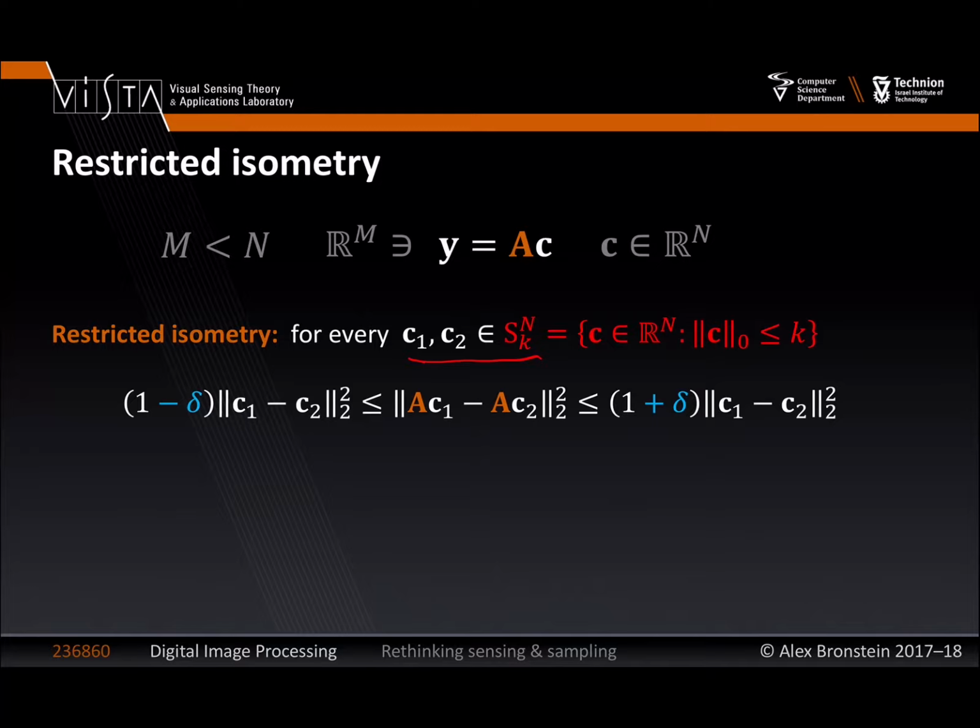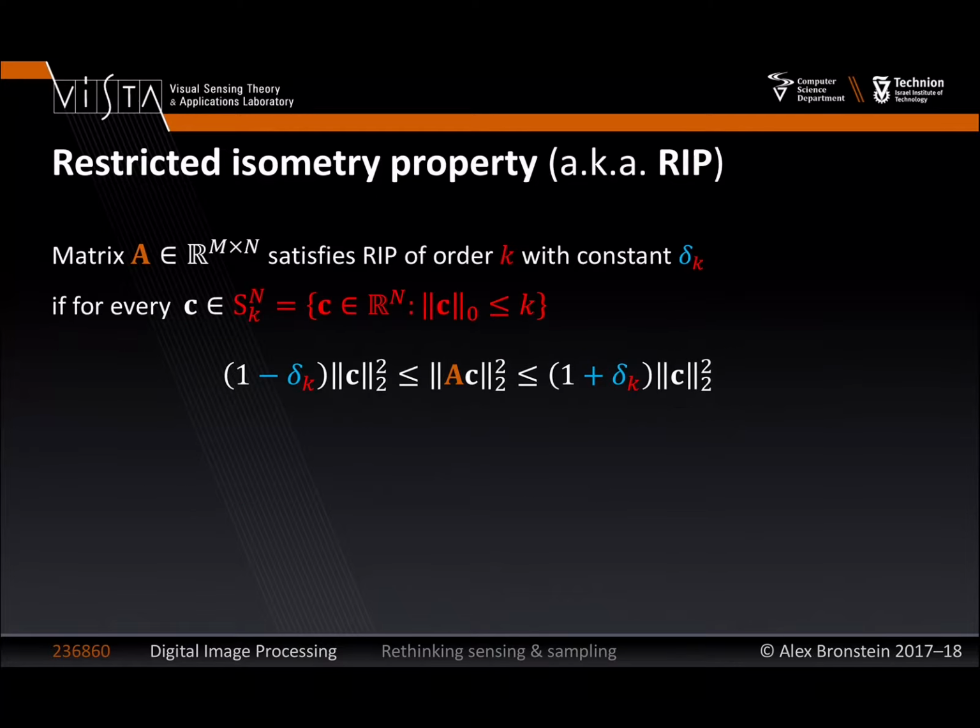So I would want this restricted isometry to hold. If this property holds, then my system is invertible. Then basically I can exactly recover my signal from this sampling. And this property is called RIP. It's not rest in peace, it's the restricted isometry property.